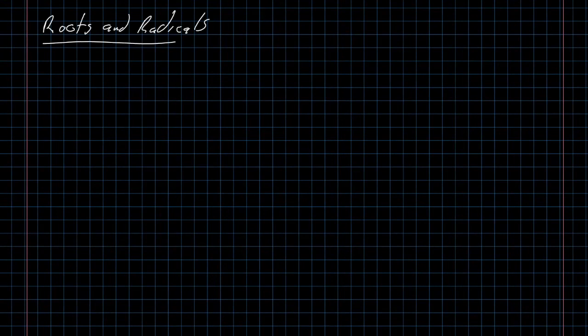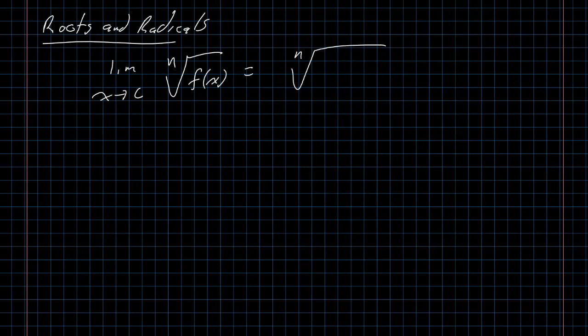The last thing I have are roots and radicals. And in this instance, we really do have to be careful about our caveats. We're going to say that the limit as x approaches c of the nth root of f of x is equal to the nth root of the limit as x approaches c of f of x.